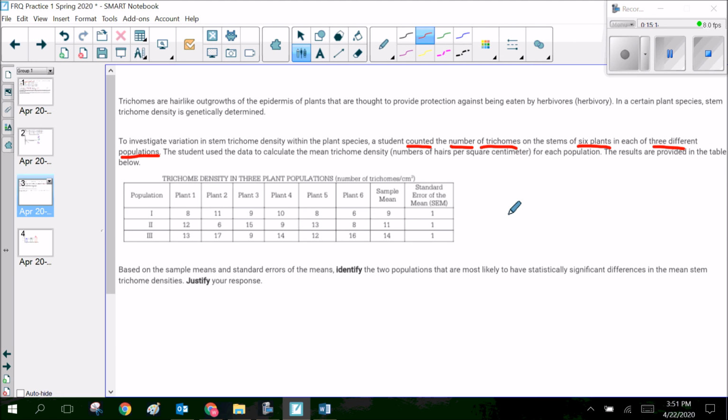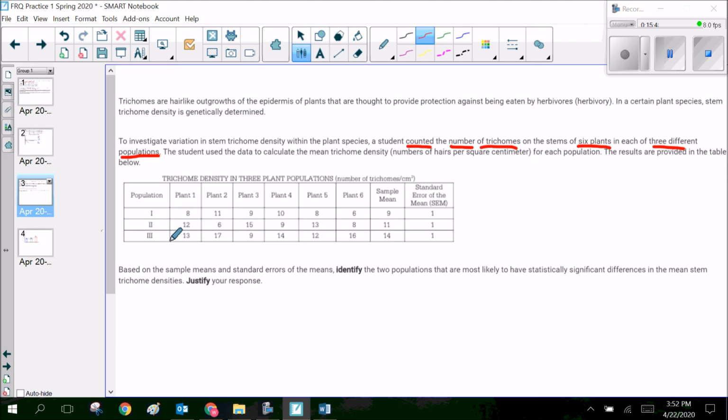When you're trying to read a description of an experiment, whether it's data or what have you, your goal is really to try to reproduce that experiment in your head and figure out how they put it together. So here I can see they had 3 different populations, and they took a sample of 6 plants from each of those populations to figure out the variation in the number of trichomes. So the student used the data to calculate the mean trichome density, so the number of hairs per square centimeter, and the results are provided in the table.